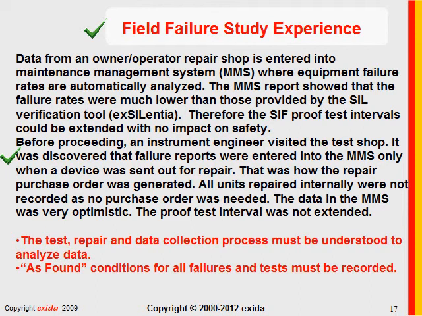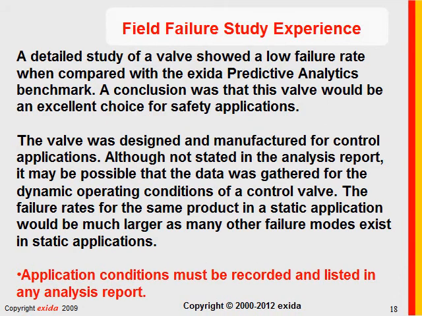Oh my goodness. The data in the MMS, the number of failures, was quite optimistic. And therefore, the data could not be used, and the proof test interval was not extended. Again, one of the most important attributes is that the as-found conditions during a proof test must be recorded. And of course, the test, repair, and data collection process must be understood in order to analyze any data set.